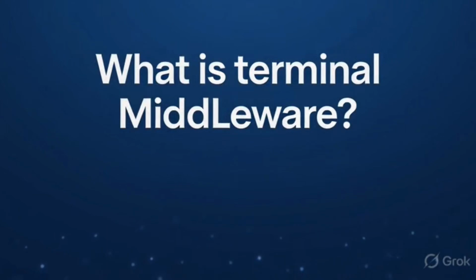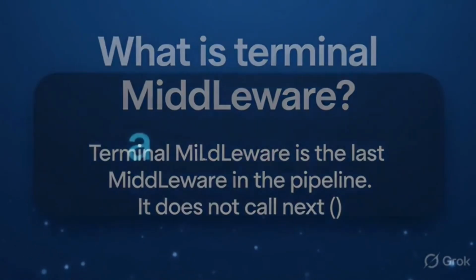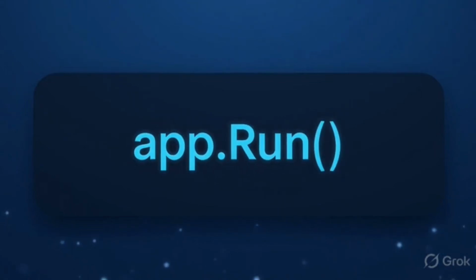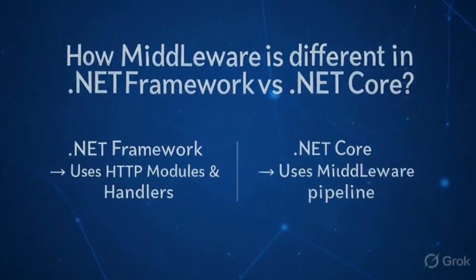What is terminal middleware? Terminal middleware is the last middleware in the pipeline. It does not call next. For example, app.Run. How is middleware different in .NET Framework versus .NET Core? The .NET Framework uses HTTP modules and handlers, while .NET Core uses a modern middleware pipeline.